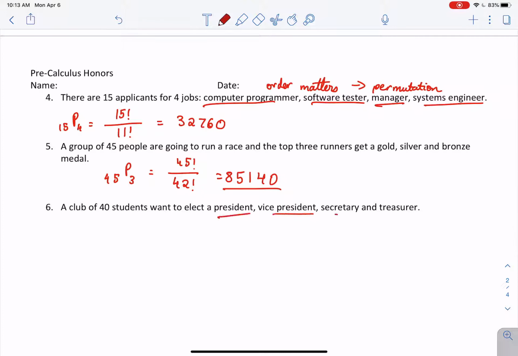Same thing here, we have 4 positions, different positions, so it matters which person gets which position. So this is a permutation. And you do 40 factorial divided by 36 factorial. And you get 2,193,360 possibilities.